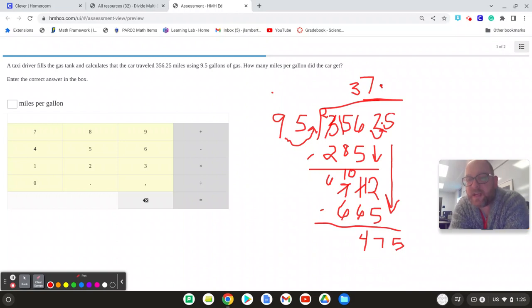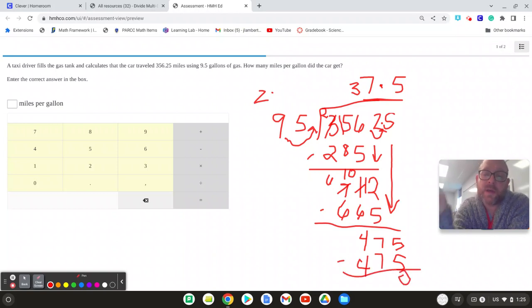475. Now, 95 into 475, I'm guessing we're going to be close to 5 times, and I think that's going to actually be perfect because I know 5 times 5 is 25, and that would be 500 minus 25 should be 475, but let's double check. 5 times 5 is 25. Carry our 2 up. 5 times 9 is 45 plus 2 more makes 47, so we are good in the hood. We've got 37.5 as our answer.